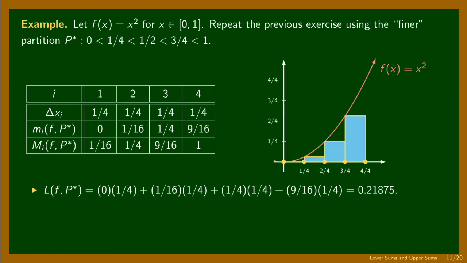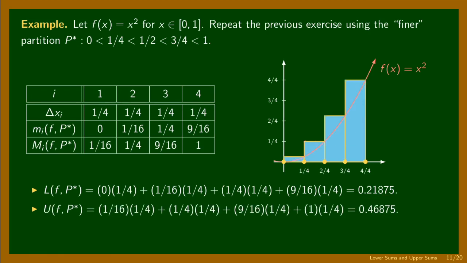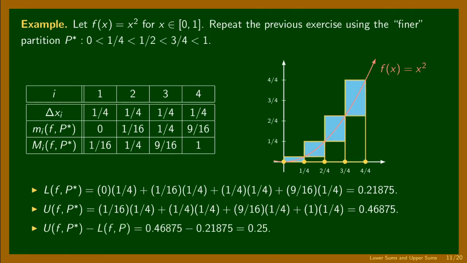As a result, this is what happened. Okay? Our upper sum, this is what happened. And the difference U minus L is this. Now, what is the point of all of this? Well, I want you to compare the L, the U, and the U minus L for two different partitions, one being finer than the other. When we say finer, it has more points than the other one.